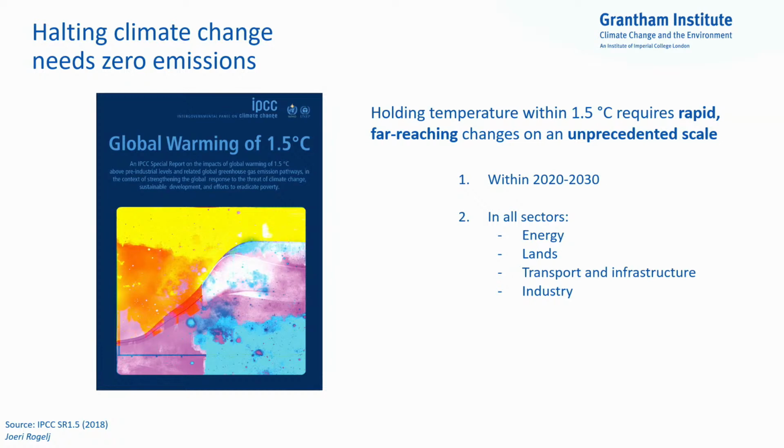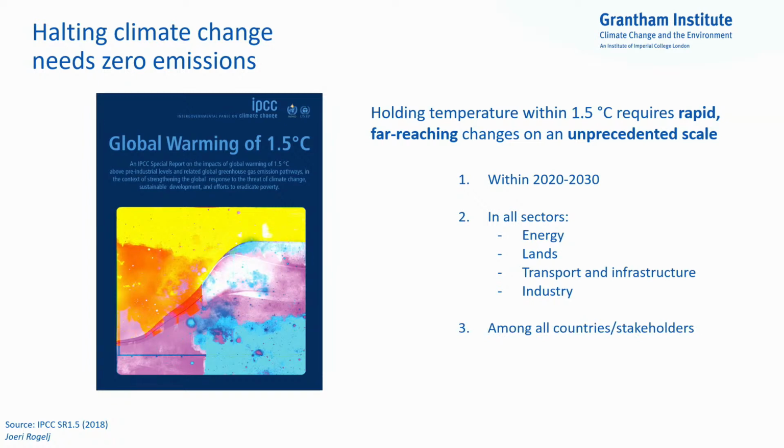The next word in bold is far-reaching. Far-reaching here refers to action being needed in all sectors. We need to change the way in which we produce our energy, in which we use our lands to grow the food or the fiber that we use as a society. We need to rethink how we move around, how we build our cities, how we design our houses. And finally, in the industrial sector, we really need to reconsider how many products we use and how we produce those products.